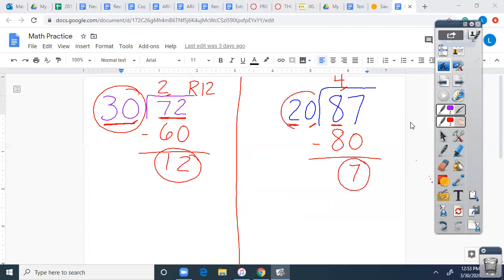Is 7 smaller than 20? Yes, it is. So that is our remainder. Our remainder is 7. So the answer is 4 with a remainder of 7.